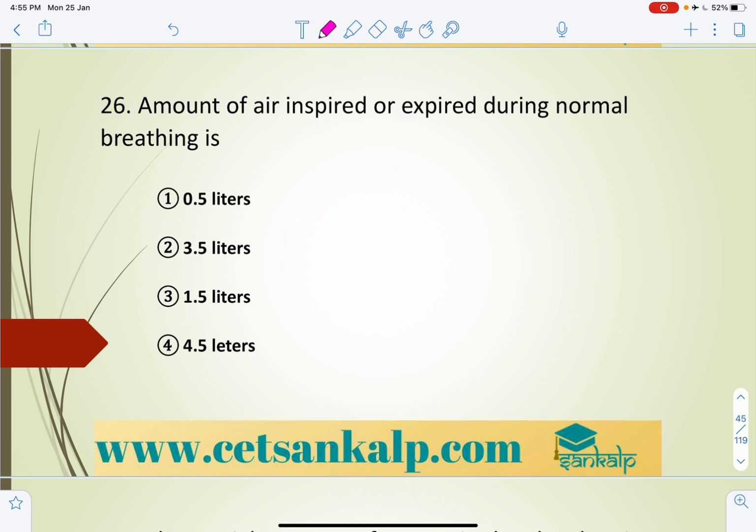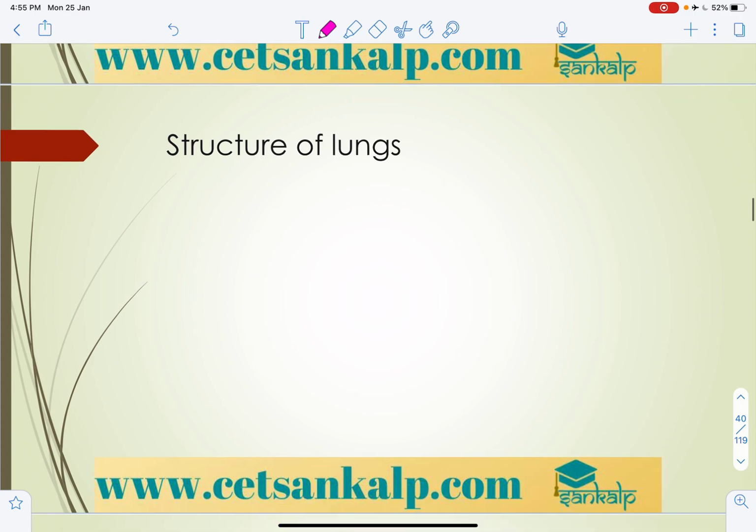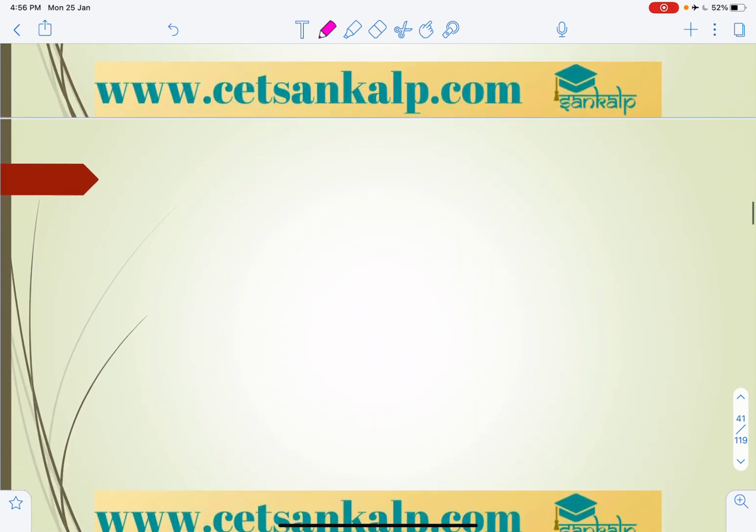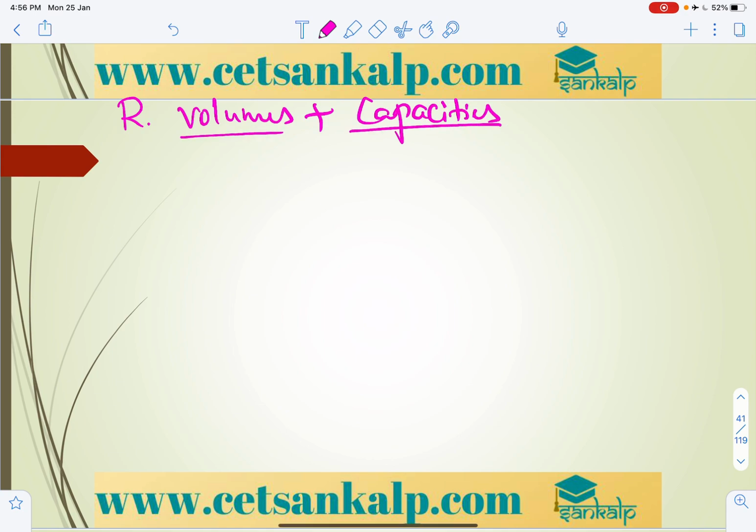So here we can take the tidal volume, inspiratory reserve volume and expiratory reserve volume. I will mention it in this slide. We have the volumes and capacities, that is, respiratory volumes and capacities. These are very important. I think we are all familiar with this. So respiratory volumes, what is the meaning of that?